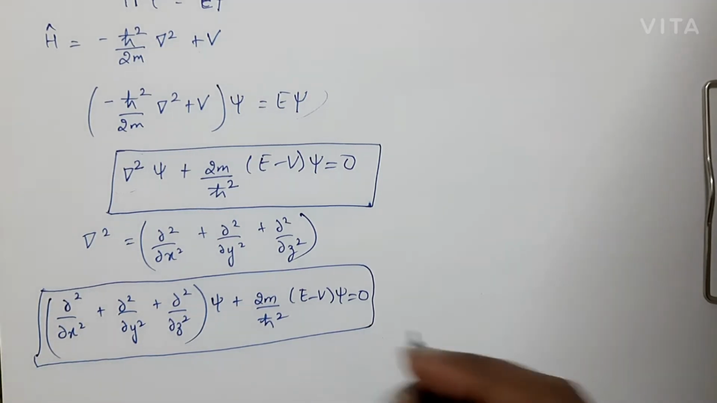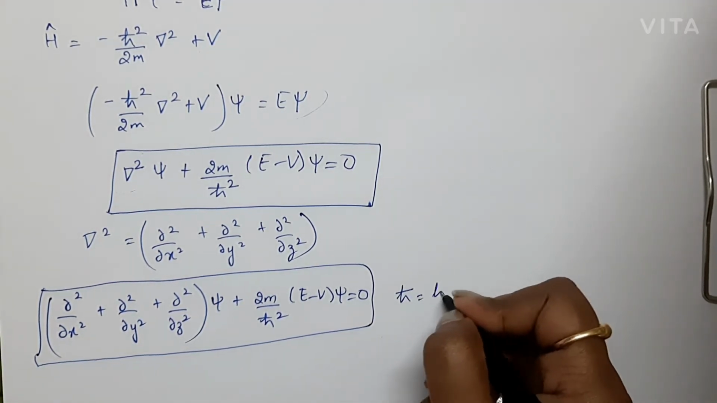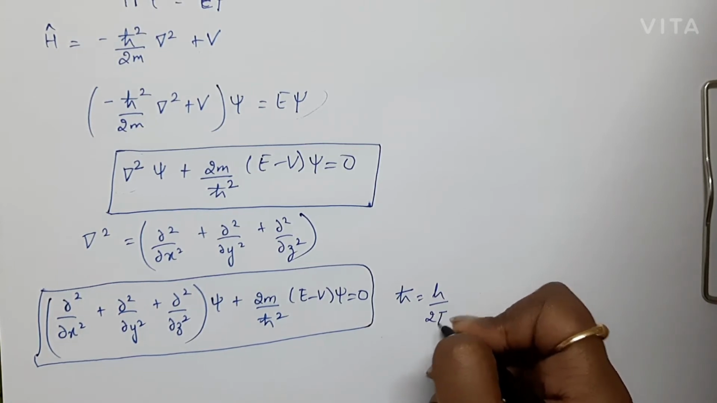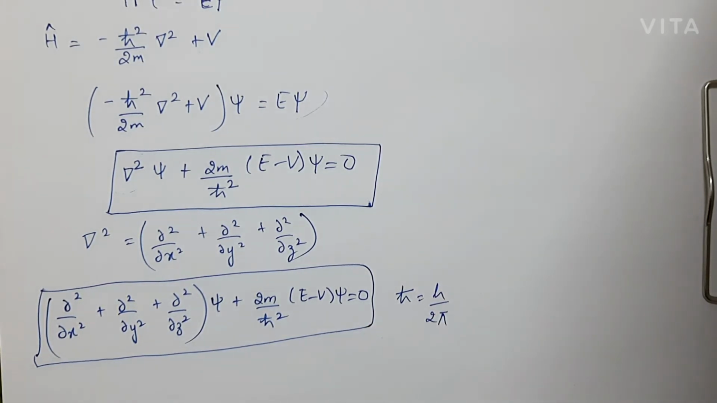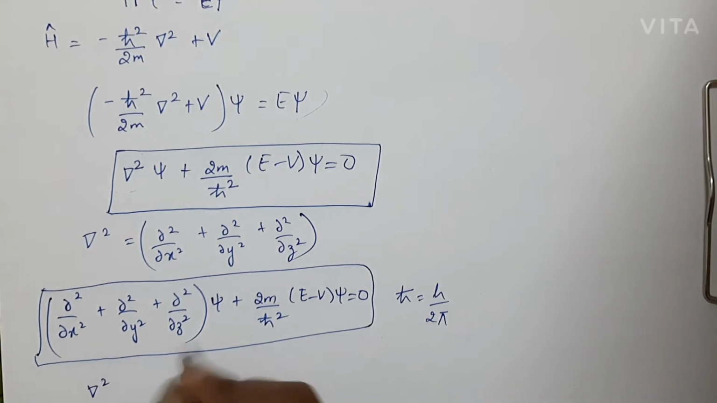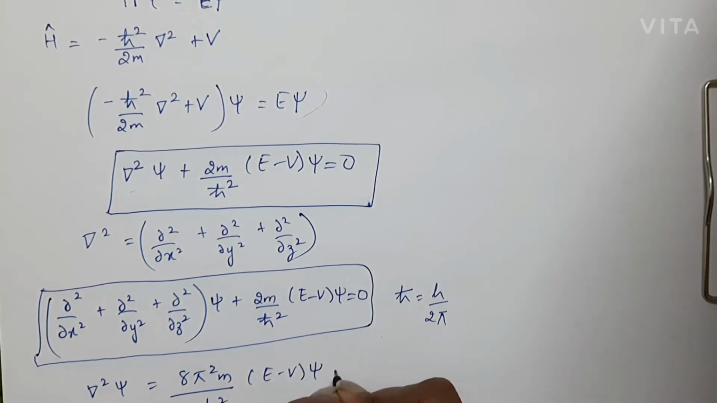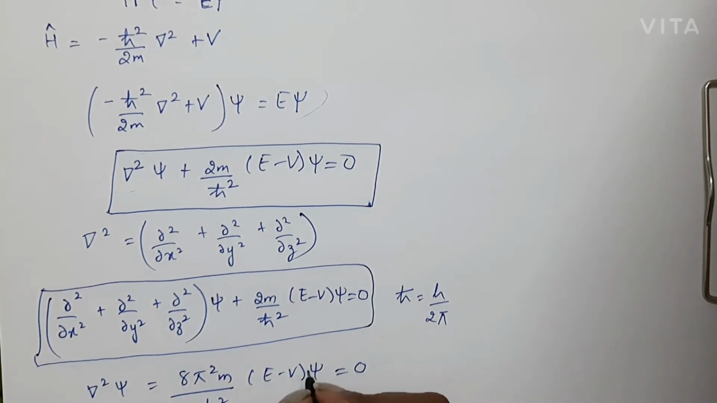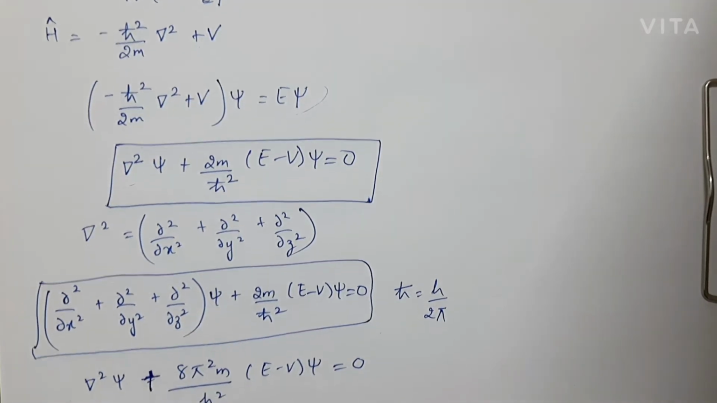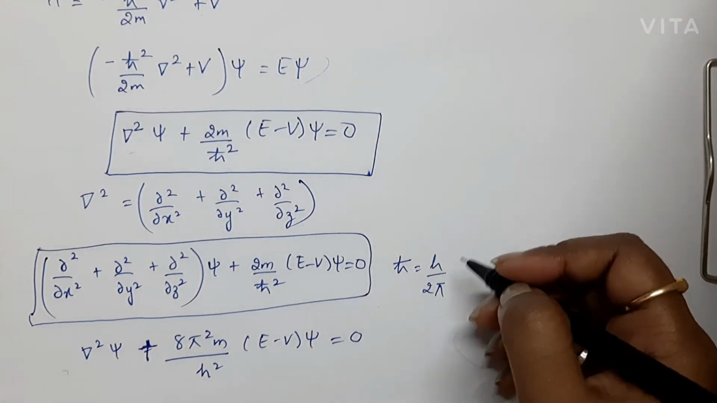Now you also know that the value of h cross is h by 2 pi, right? So when we put this value of h cross square here, what we are going to get is, we are going to put this here, so we will be getting del square psi plus 8 pi square m by h square (E minus V) into psi equals 0, right? So these are simply rearrangements.